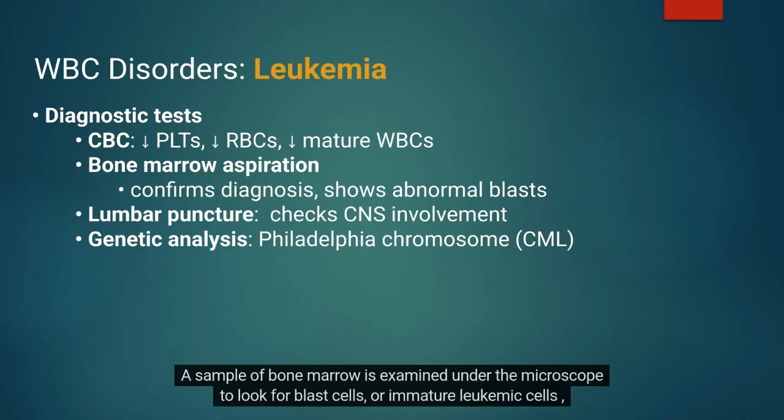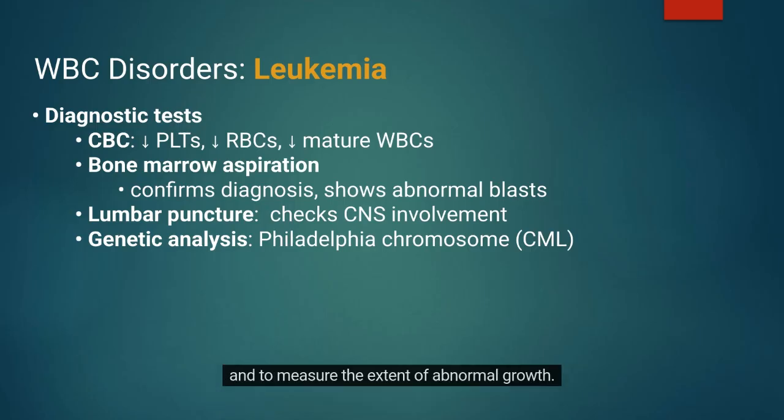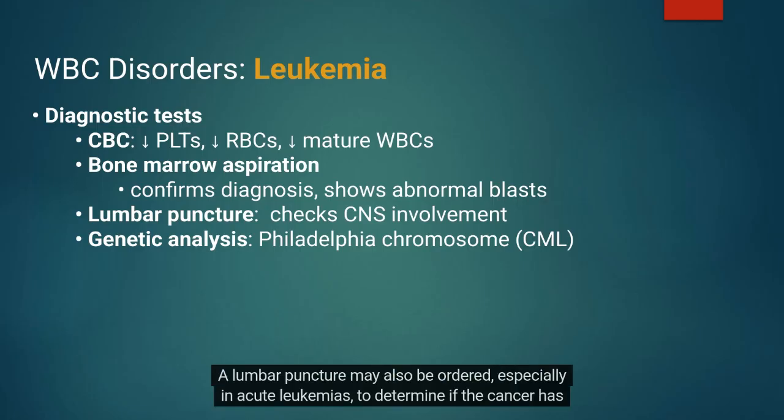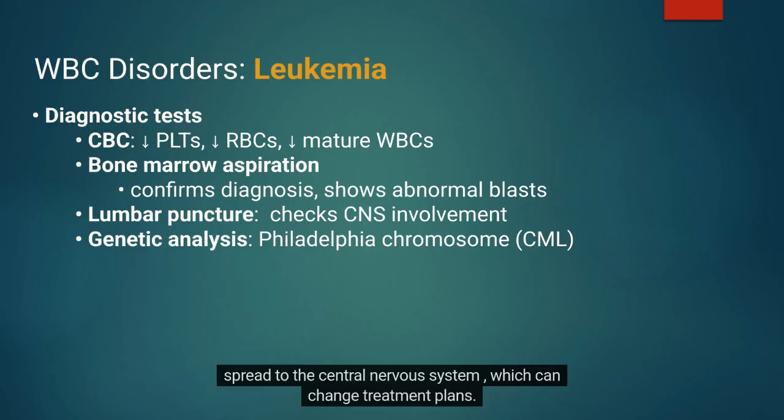A sample of bone marrow is examined under the microscope to look for blast cells, or immature leukemic cells, and to measure the extent of abnormal growth. This confirms the diagnosis. A lumbar puncture may also be ordered, especially in acute leukemias, to determine if the cancer has spread to the central nervous system, which can change treatment plans.